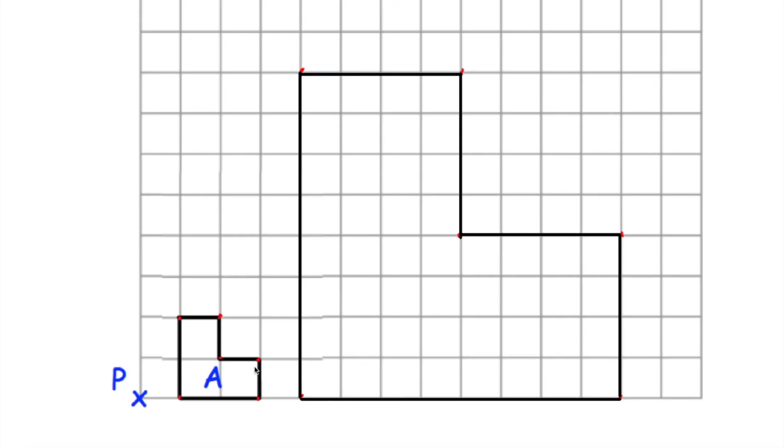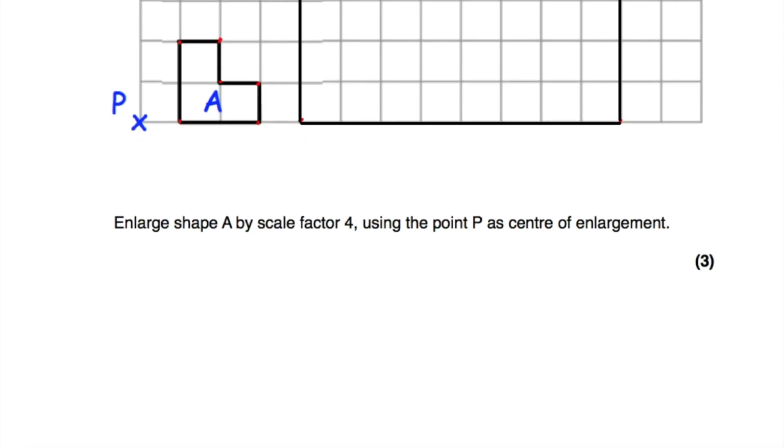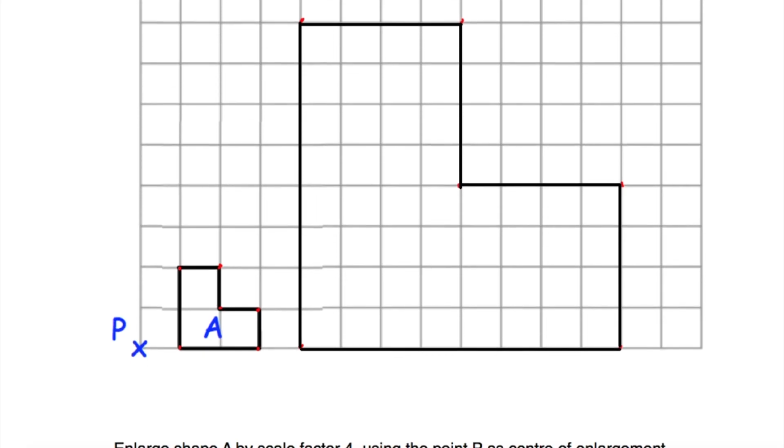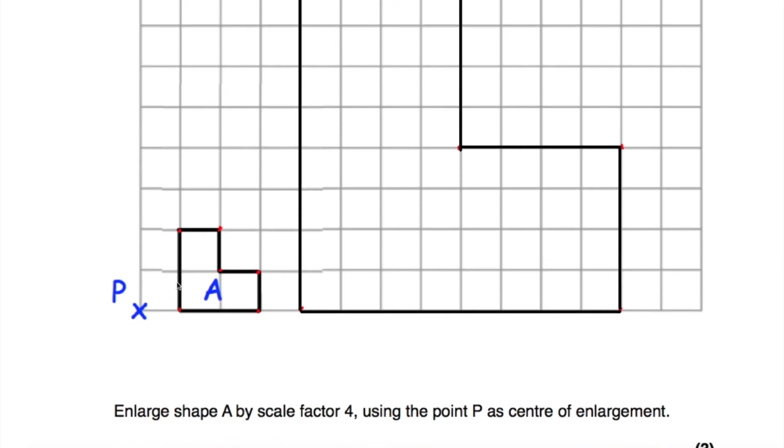And that's it. So we've enlarged shape A by scale factor 4 using P as the center of enlargement. So all the sides are 4 times larger, and you can check that. But also this shape is 4 times further away than shape A from the point P. And then the question, do we need to label it? No, that's it. We've enlarged it by scale factor 4 using P as the center of enlargement.